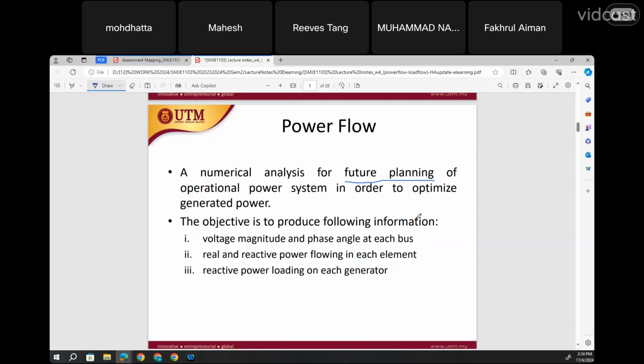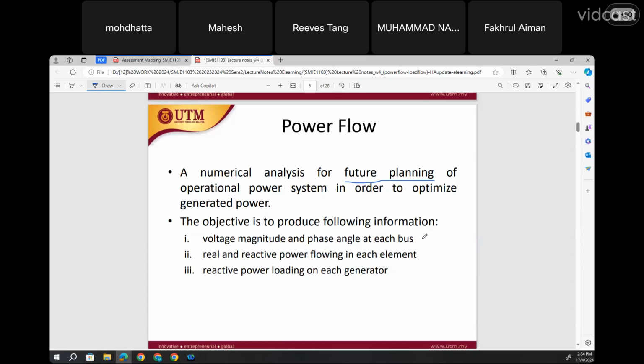Maybe one of the generators has been down, so you need to recalculate how the power distribution or the power flow in your power system network. So power flow analysis is very important. And here are some of the objectives for this particular analysis.